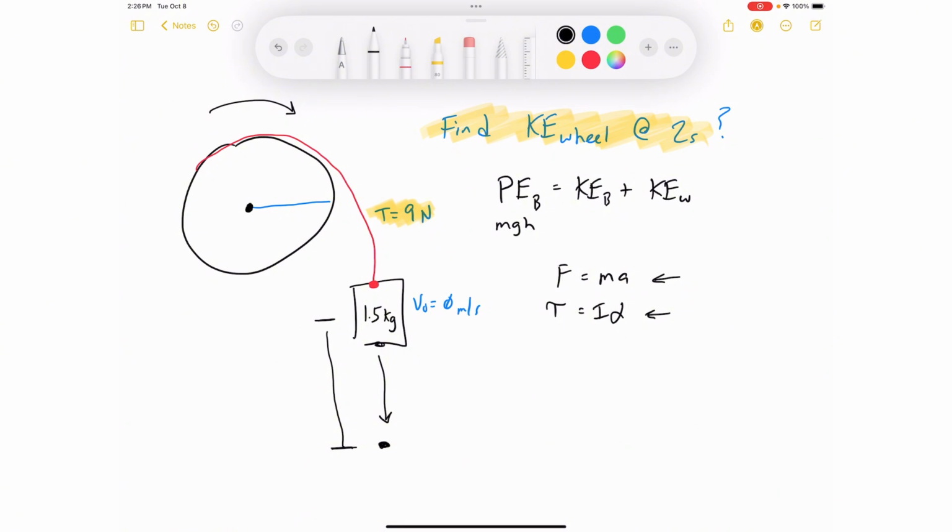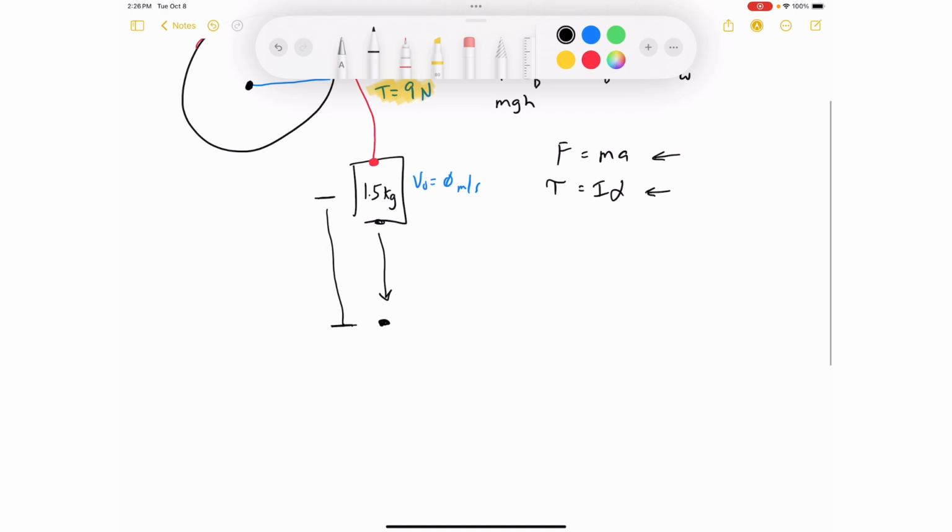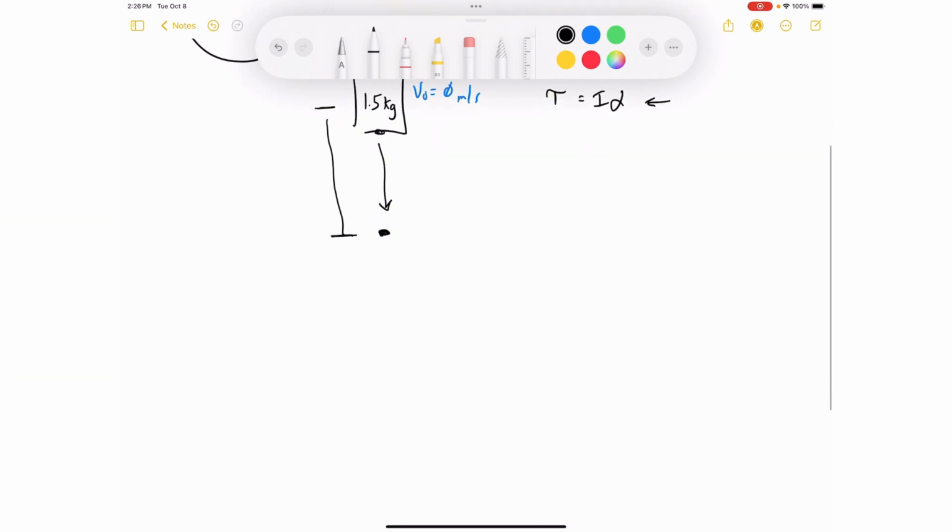Once it descends, we're going to use up that energy. But the question is, I know m, I know g, but I don't know h. How far did it drop? So what we're going to do is draw a diagram like this, and look at all the forces on it. Now we're looking at just the block.